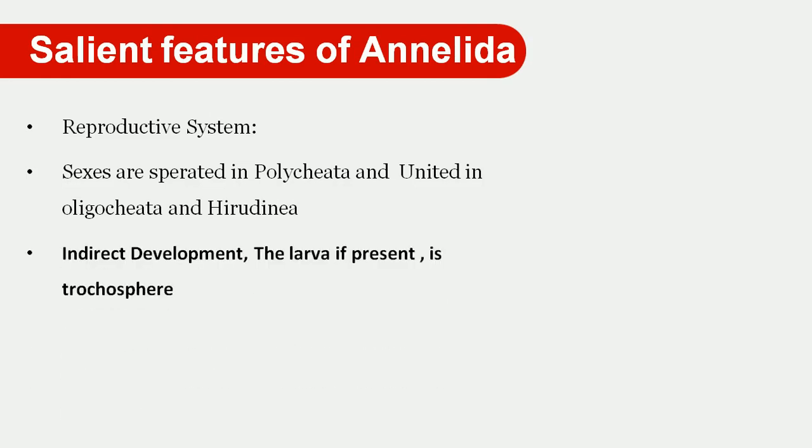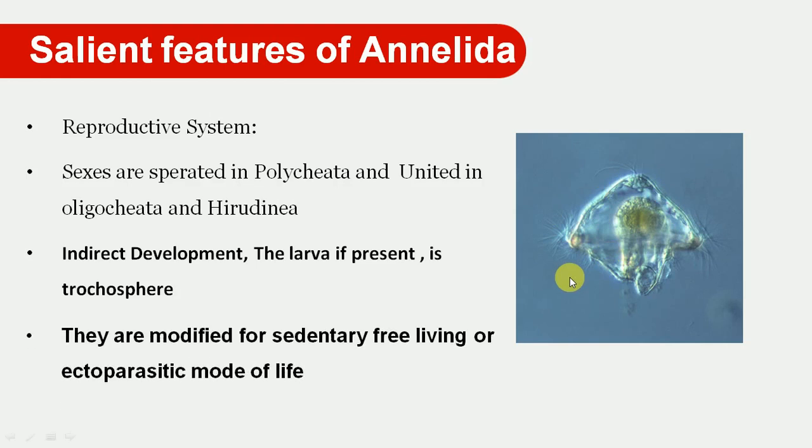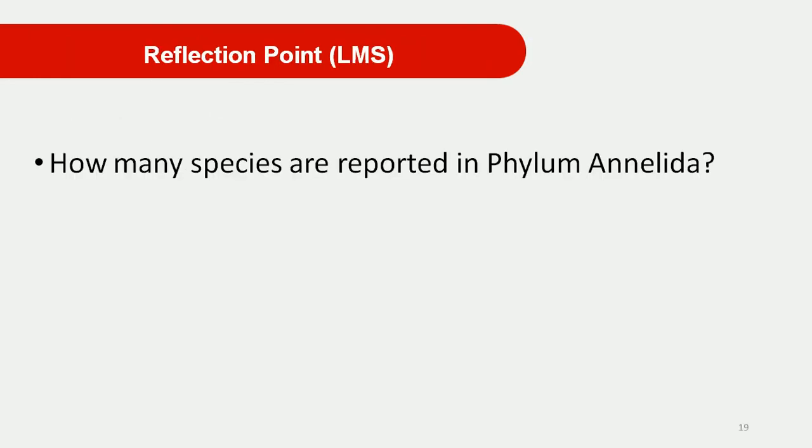There is indirect development observed in all Annelida groups, and if a larva is present in some Annelida animals, this larva is known as the trochophore larva. You can look in the picture. This is a trochophore larva. You can also see some hairlets in three major areas. They show a modified sedentary free-living life, or sometimes a parasitic mode of life in the environment.